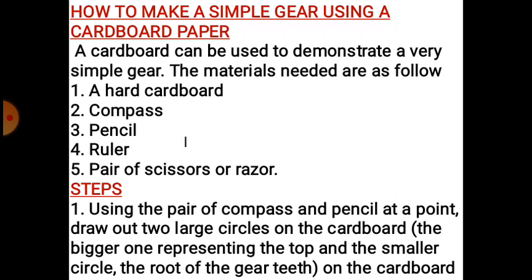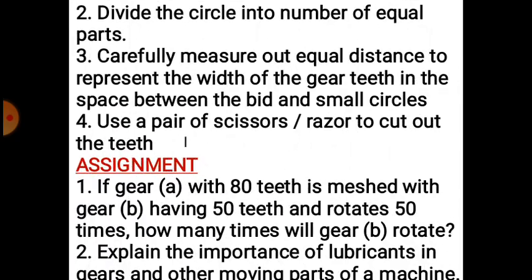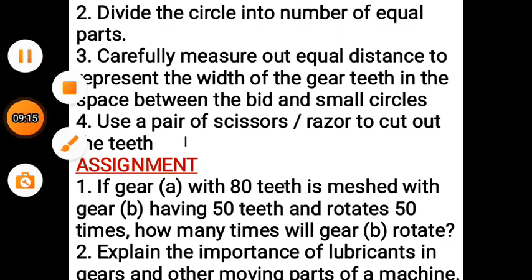Now the steps to follow. 1. Using the pair of compasses and pencil at a point, draw out two large circles on the cardboard, the bigger one representing the top and the smaller circle the root of the gear teeth. Number 2 says divide the circle into a number of equal parts. 3. Carefully measure out equal distance to represent the width of the gear teeth in the space between the big and small circle. 4. Use a pair of scissors or razor to cut out the teeth.